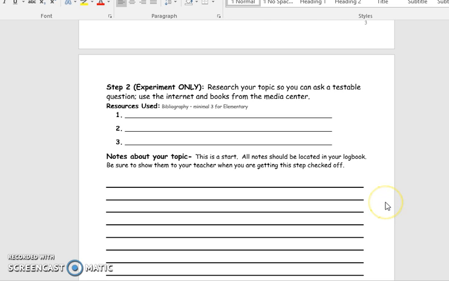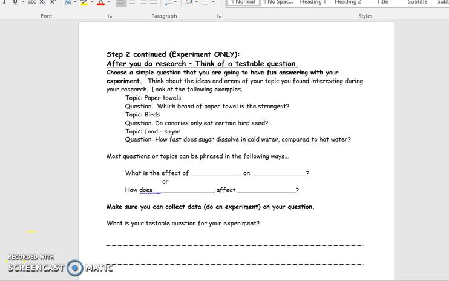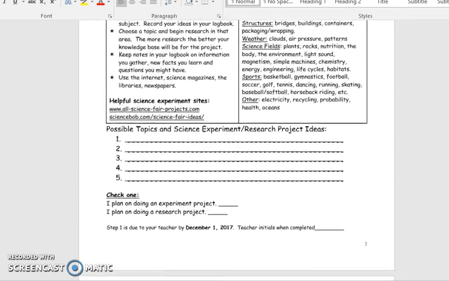After you know a little bit about your project, then you'll be ready to create your testable question. For your testable question, you want to be thinking about what kind of question you can ask that you're going to answer with your experiment. This is where you can go back to Step 1 and look at those 2 resource pages on the internet that can give you some ideas.